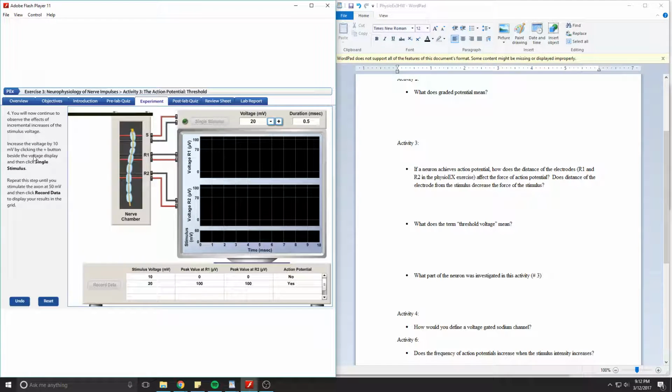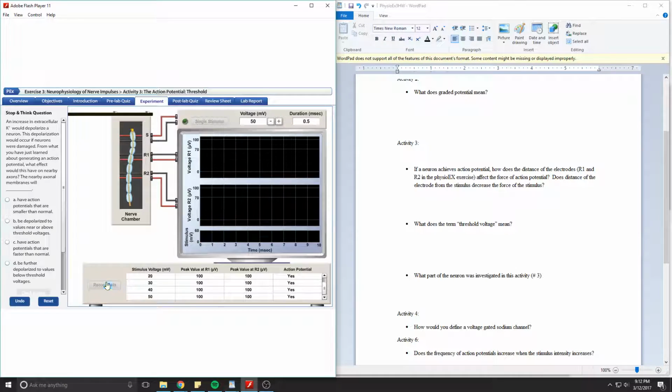You will now continue to observe the effects of increasing stimulus voltage. Increase the voltage by 10 millivolts by clicking the plus and then single. Repeat this step until you stimulate the axon at 50 volts. Okay, so I'm going to go to 30. Stimulate. Alright, so let's see. Okay, record data. Oh, I was wrong. It doesn't change in peak. What changes then? Does anything change? It looks like nothing changes.